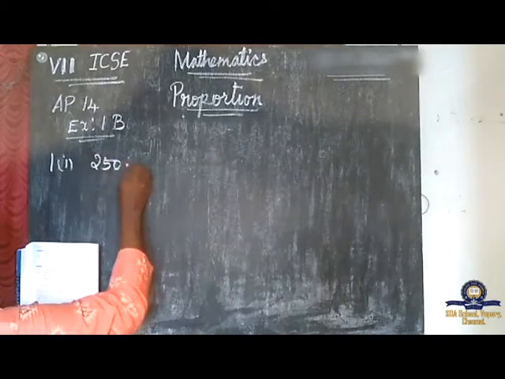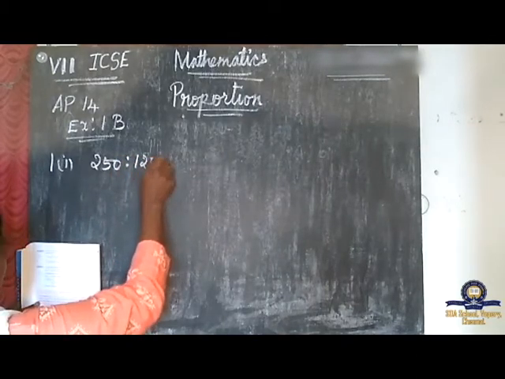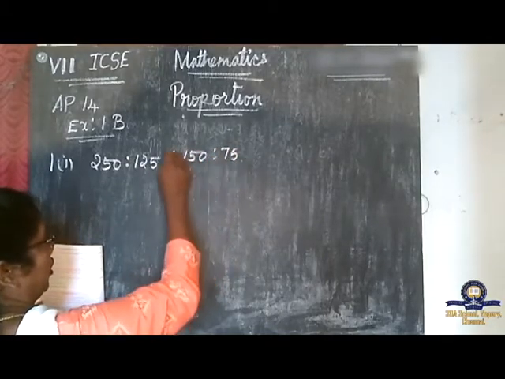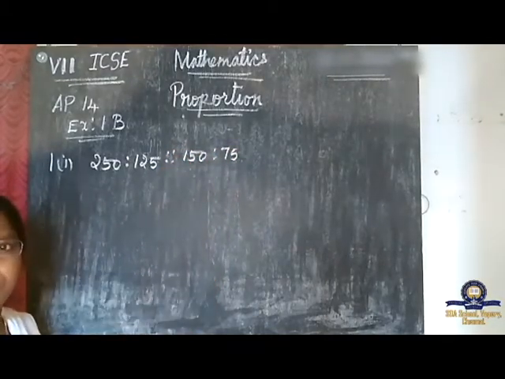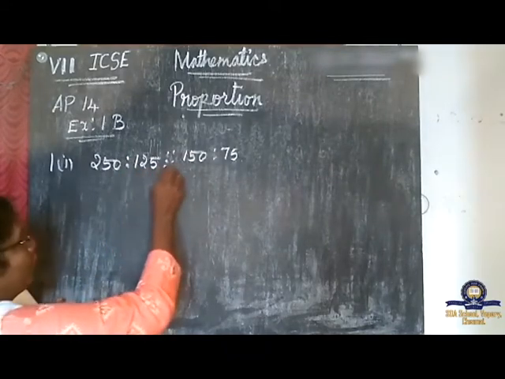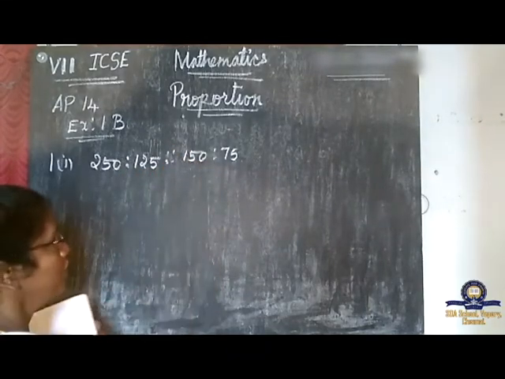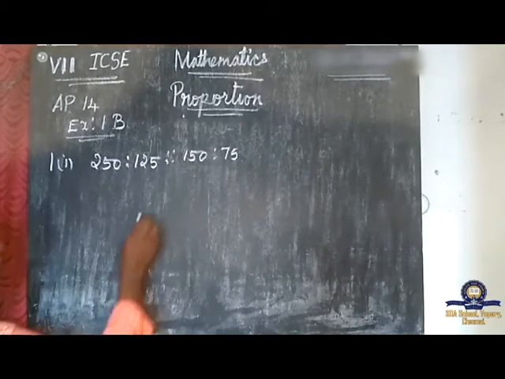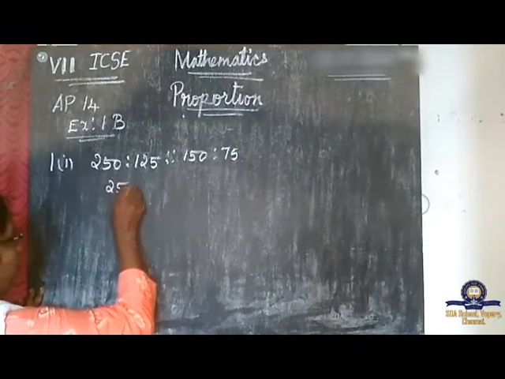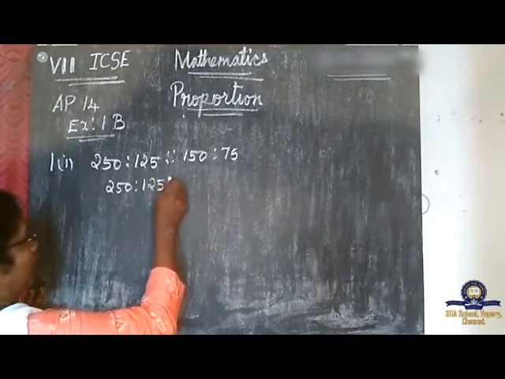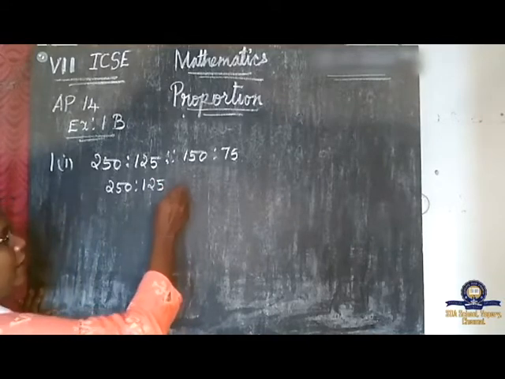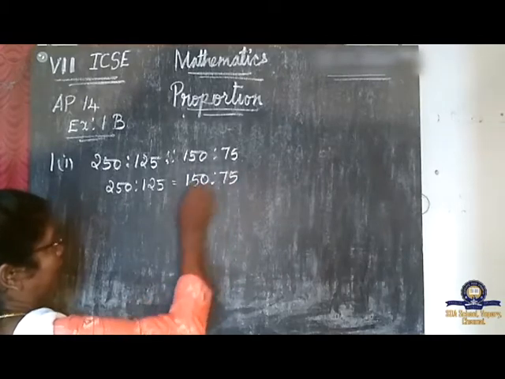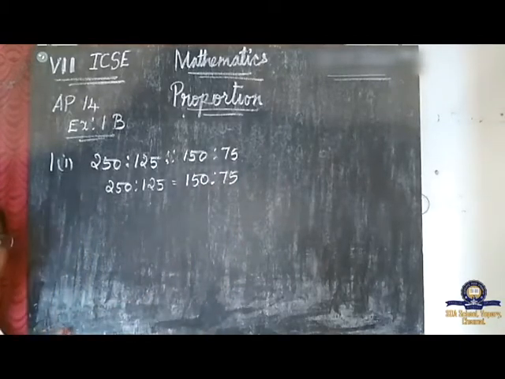250 is to 125 is in proportion to 150 is to 75. Understood, children? This can be written as 250 is to 125, equal to 150 is to 75. Okay, let's use the cross product rule. What is the cross product rule?